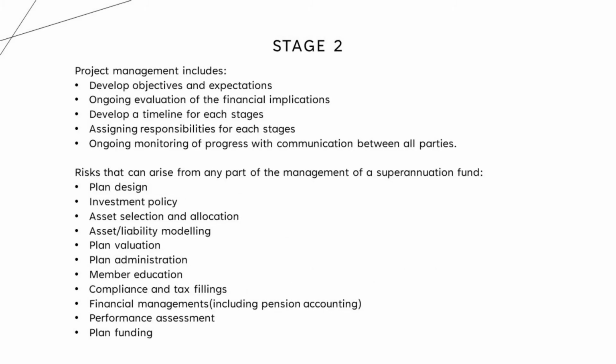Stage 2 is developing the product. Project management includes development of objectives and expectations for the project, ongoing evaluation of the financial implication of the project, development of a timeline for each step of the project, assignment of responsibilities for each step of the project, and ongoing monitoring of progress with communication between all parties.